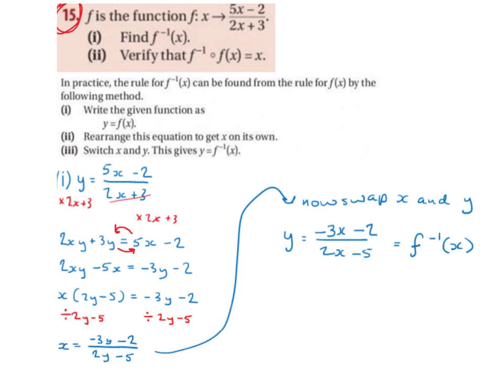Next we're going to factorize. We're going to pull out the x as the highest common factor. x into 2xy leaves us with 2y. x into minus 5x leaves us with minus 5. And this is still equal to minus 3y minus 2.